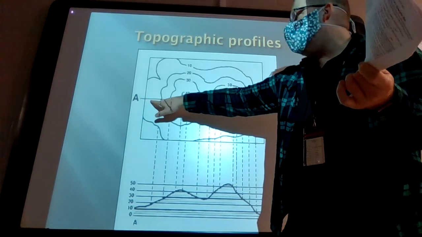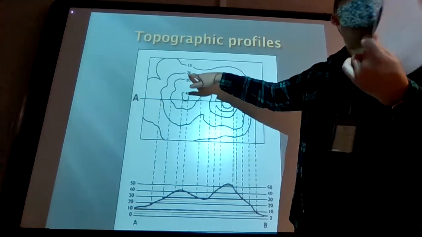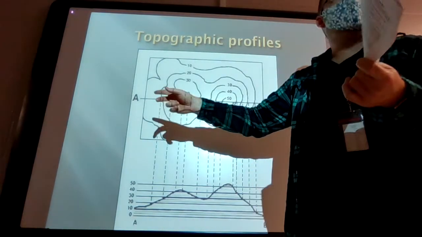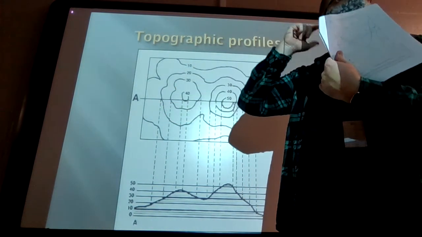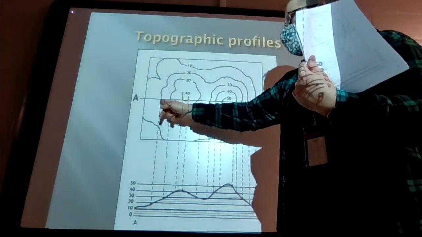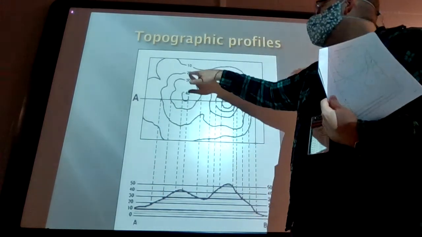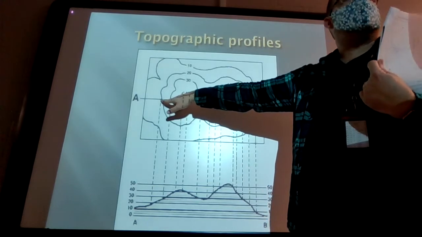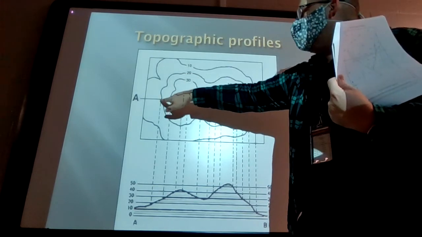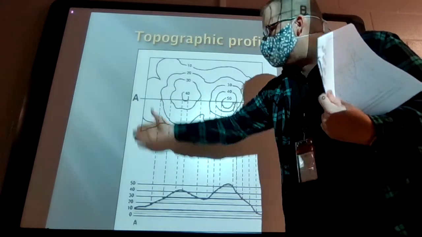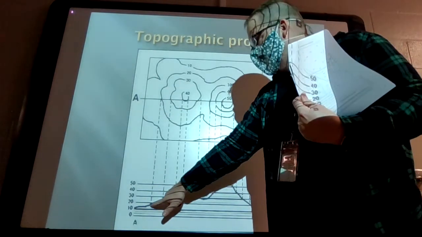So I leave A. The first line I cross is 20 meters, right? So I'm going to come straight down. I'm going to use a ruler. You won't make the dotted lines on your lab, but you'll just come straight down here. And when you get to this bottom chart, you're going to mark whatever elevation it is you crossed at that line. So here I crossed the 20-meter line. I'm going to come down at that particular left-right point and mark 20 meters.